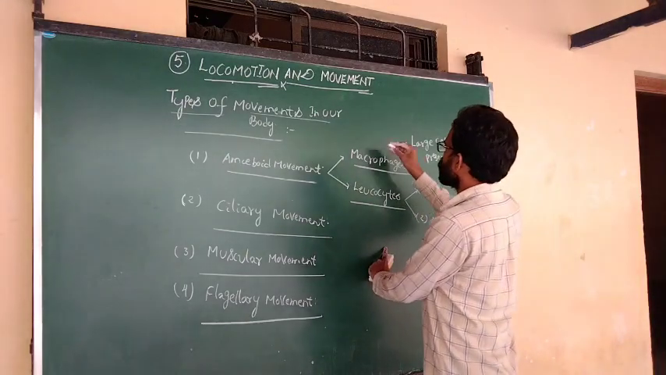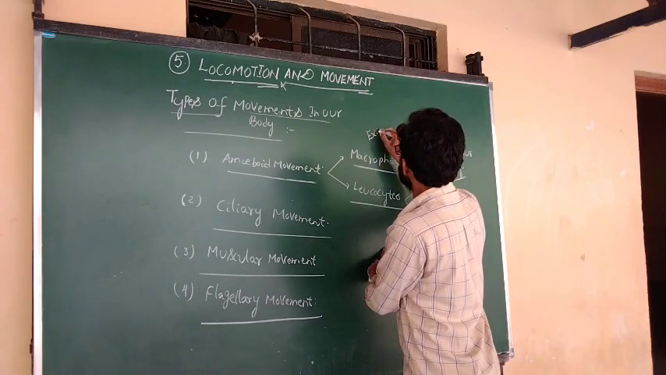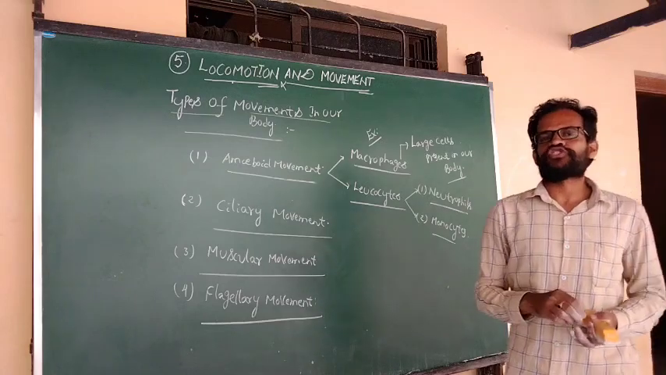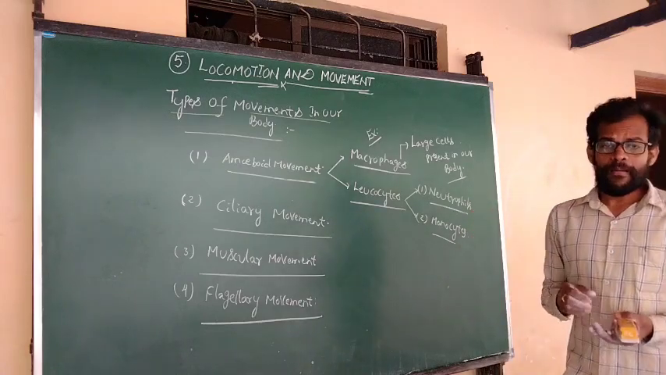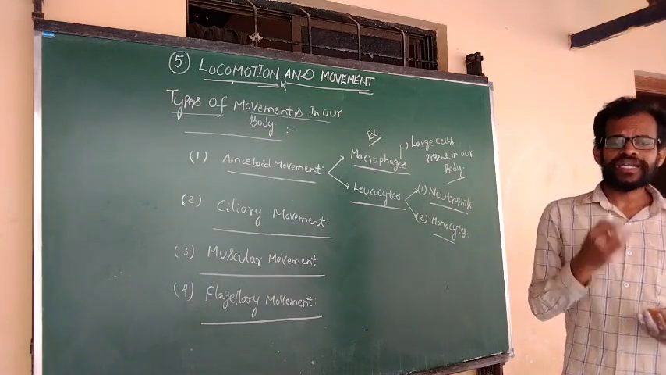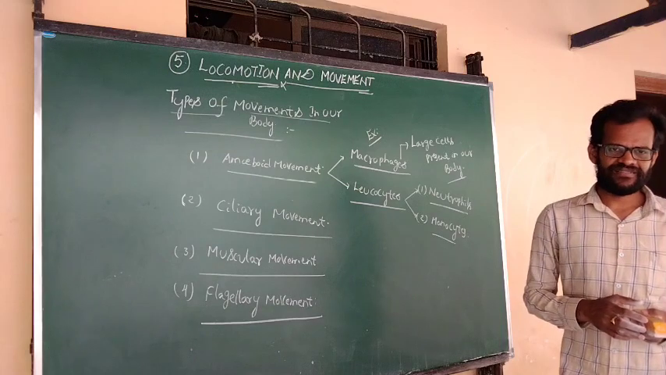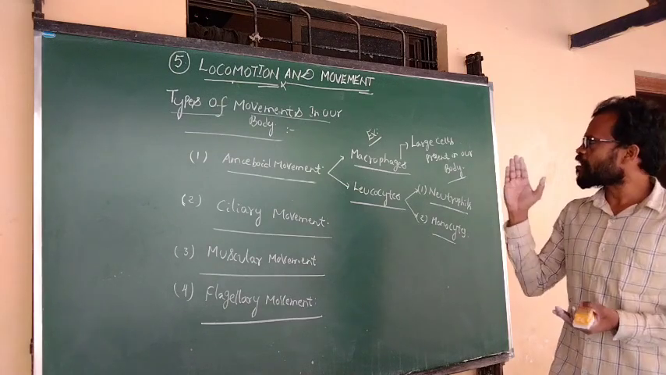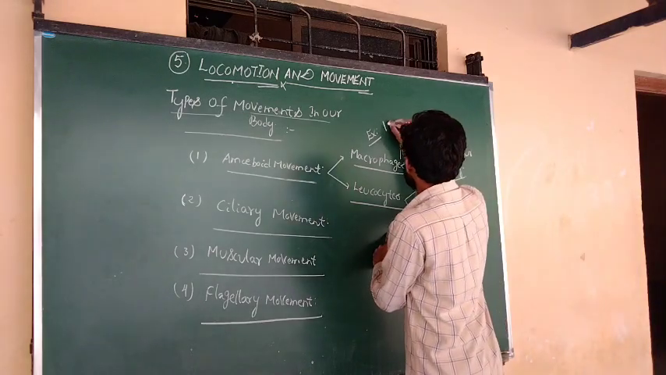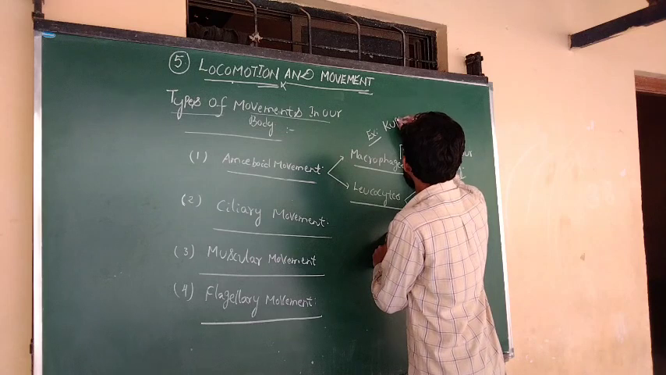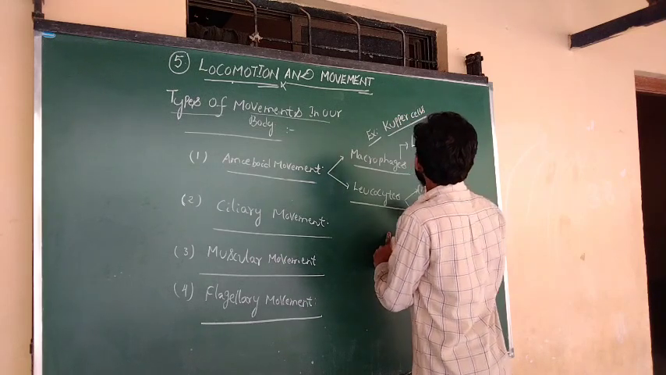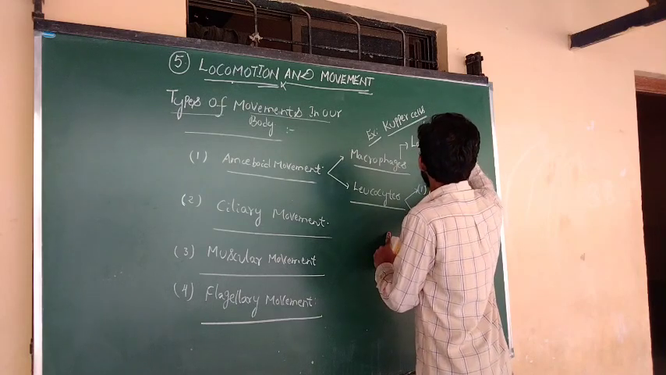I will give one example for the macrophages. If you observe the nervous tissue, there are microglial cells, and if you observe the liver, there are Kupffer cells. These all are macrophages. Kupffer cells are located in the liver.